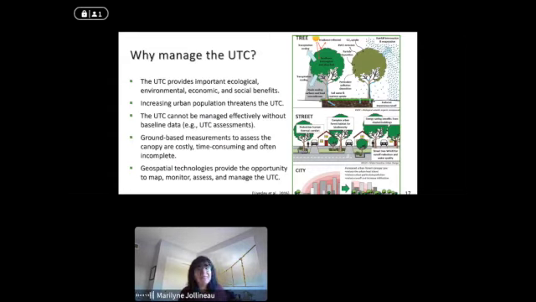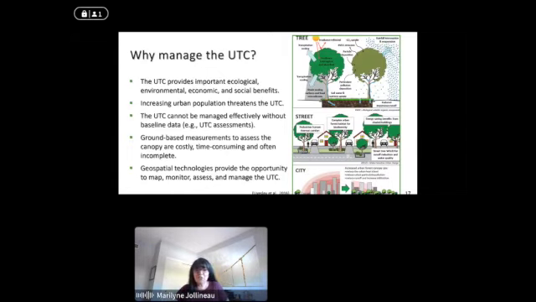And it can be really difficult to get ground-based measurements. The town of Lincoln, for example, struggles because a lot of the canopy is on private land. So you can't just run with your GPS unit and start mapping out the canopy. But geospatial technologies allow us to do that. So for example, we can look at the canopy from space.